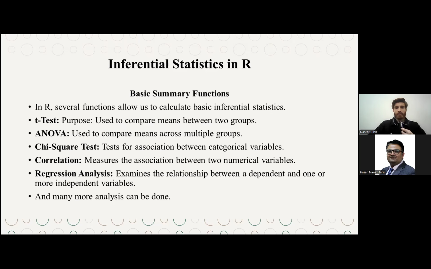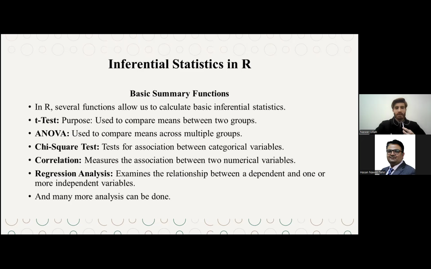Now we will come to inferential statistics in R. Basic functions in R start with the t-test. The purpose of the t-test is to compare means between two groups. The ANOVA test is used to compare means between multiple groups. The t-test is used for only two groups, but ANOVA compares the means across multiple groups.